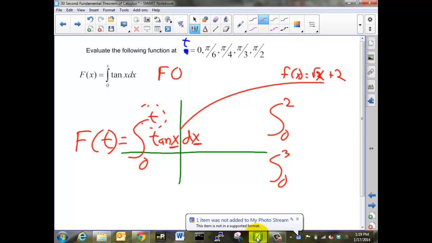We'd say f of 0 equals the integral from 0 to 0 of the tangent of 0. What's the problem with integrating tangent of 0? What's the tangent of 0? Yeah, but it's a constant number. In most cases, that's a constant number, right?